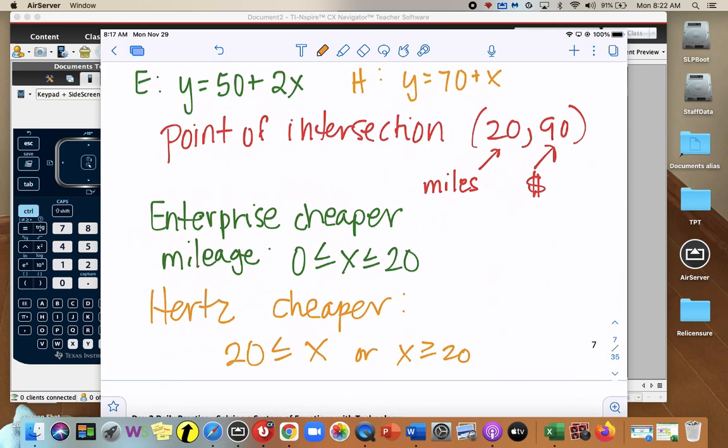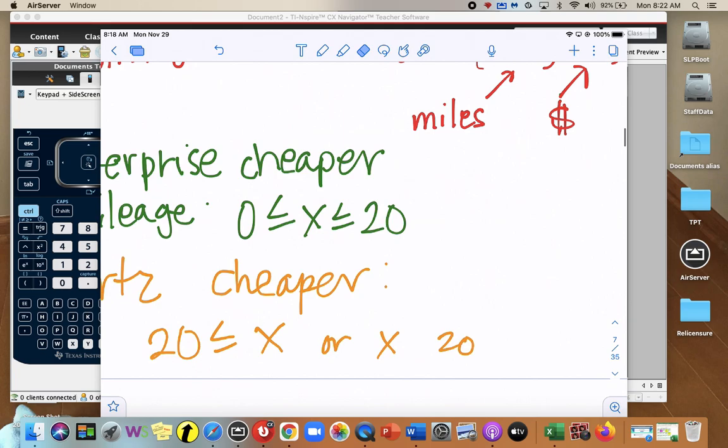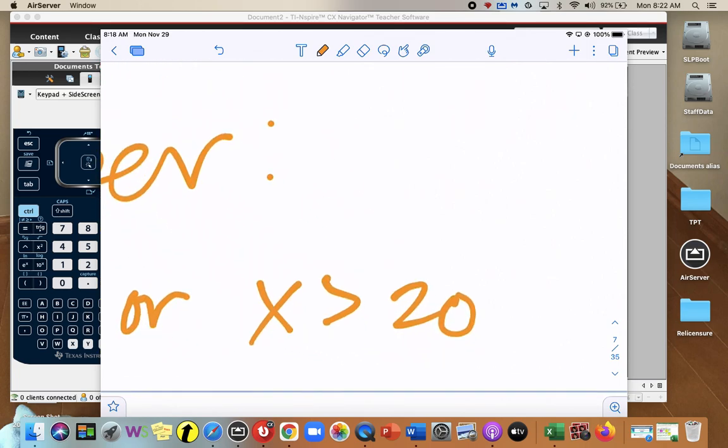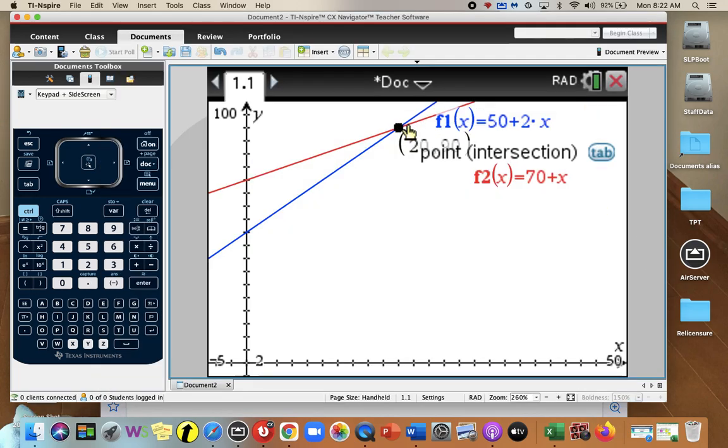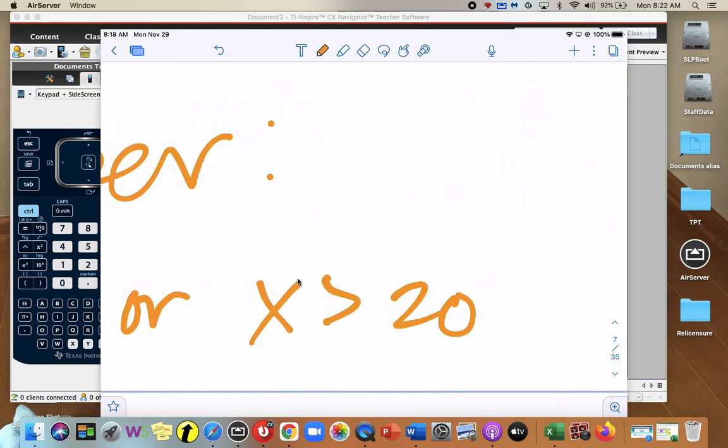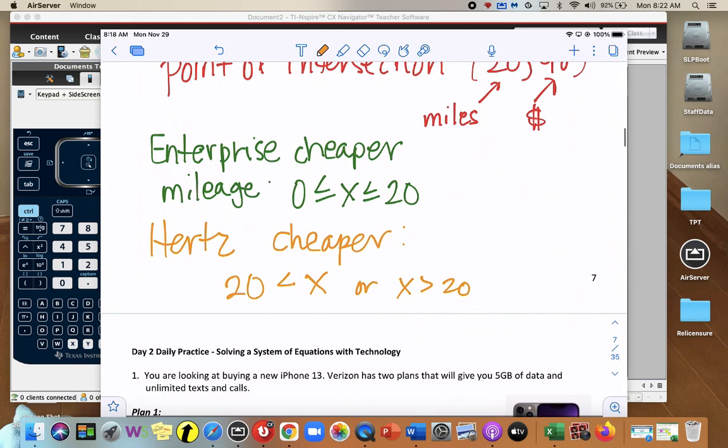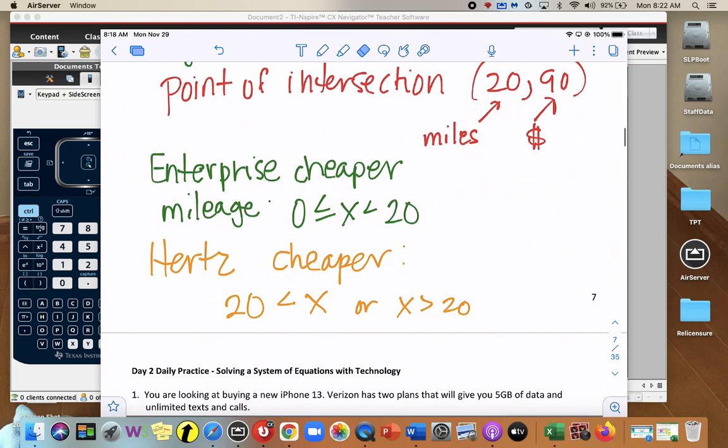Okay, so actually I don't even need to put the equal sign because, oops, let's change that. Because at 20 it's going to be tied, so we can put this right here. So when X is greater than 20, and again if we check on our graph it was the red one, when X is greater than 20 then it's going to be Hertz that's cheaper. And then when it's less than 20, so again I should change this. So less than 20, because when it's 20 it's going to be the same. So Enterprise is cheaper less than 20. Hertz is cheaper when it's greater than 20. Otherwise at 20 it's going to be the same.